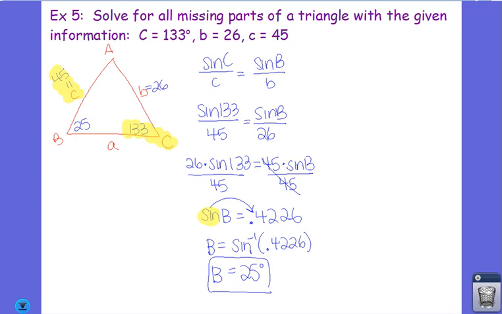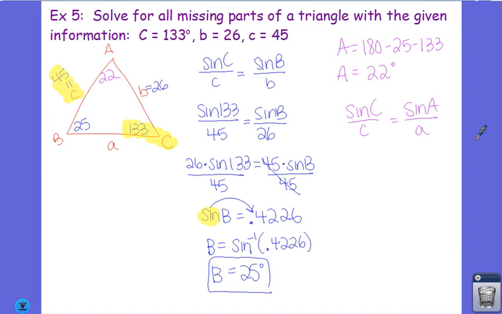So now we should very easily be able to find angle A. So we're going to take 180 minus 25 minus 133. Type that in your calculator. You get 22 degrees. So now we need to stay with the law of sines. We're going to keep the C parts. We're going to switch to the A parts. And you're going to pause the video and finish that part of it, and we'll see how you did.